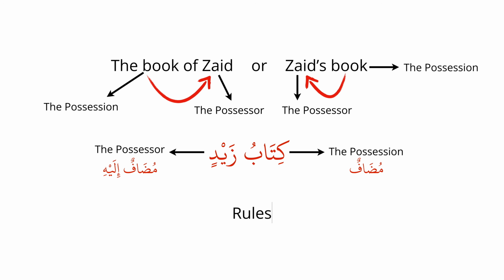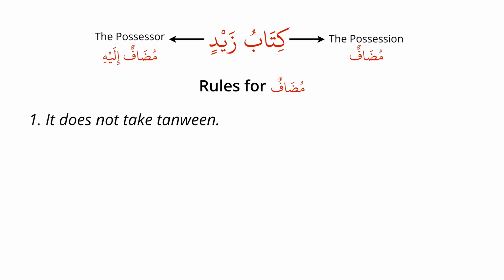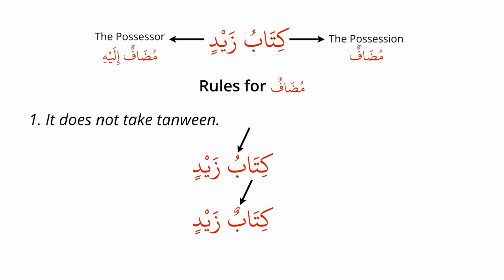There are certain rules for both Mudhaf and Mudhaf Ilaihi. Let's learn the rules of Mudhaf first. Rule number 1, it does not take tanween. Taking the same example, Kitabu Zaidin, you can see that there is only one harakah on the noun kitab, which is mudhaf. So saying kitabun zaidin, where the noun kitab has tanween on it, is completely wrong.